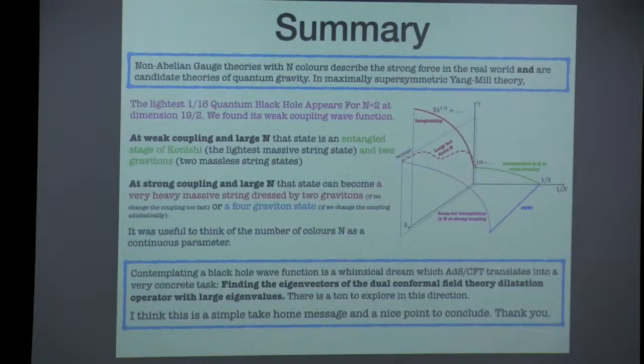And when we follow this state, we saw that if we still remain at weak coupling and go to large N, it's an entangled state of Konishi and two gravitons. It's important that it's very entangled, and that's what it is. Then if we also follow that state, not only to infinite N, but to strong coupling, then it depends. If we do it slowly, it would become a four graviton state. And it was useful to think of the number of colors as a continuous parameter so that we could smoothly follow all this and argue about what would happen. Otherwise, it would be hard to get a handle on this question.